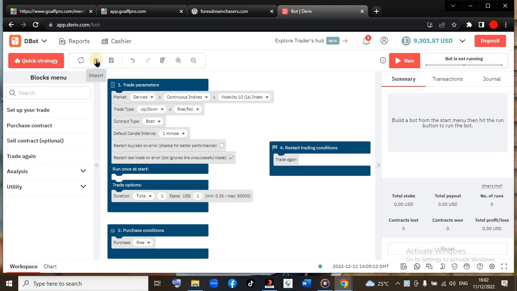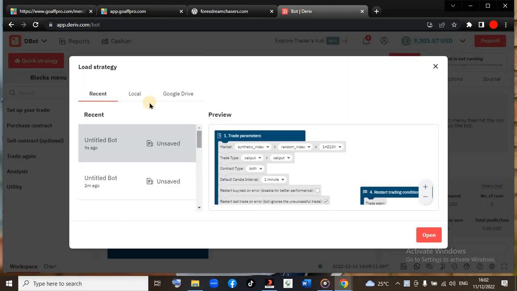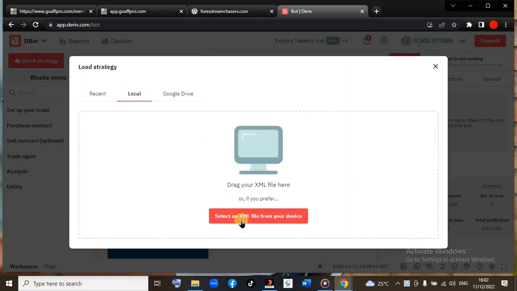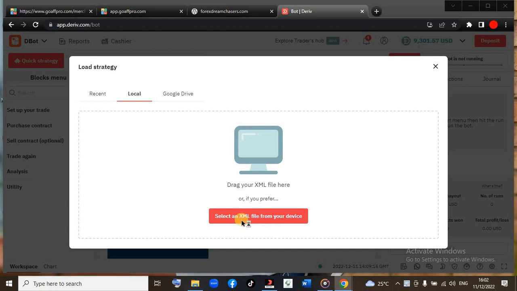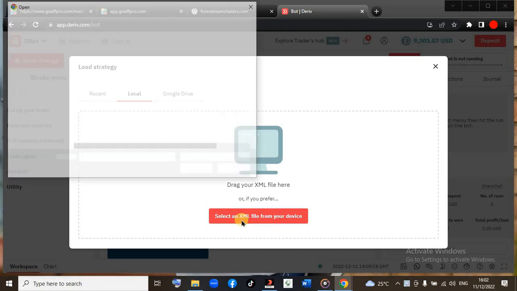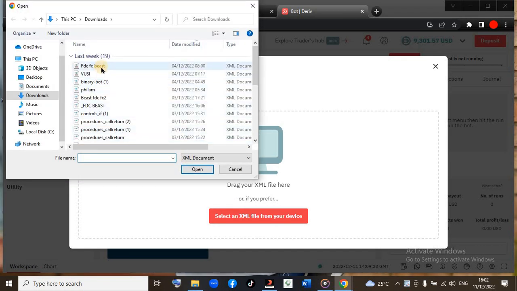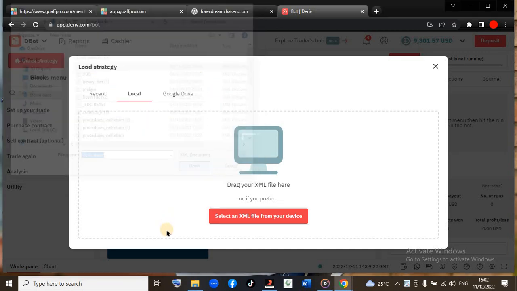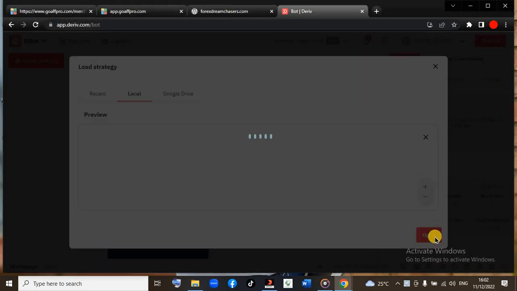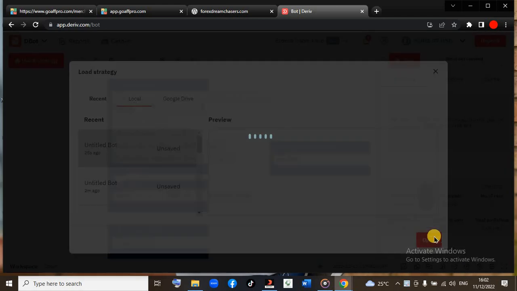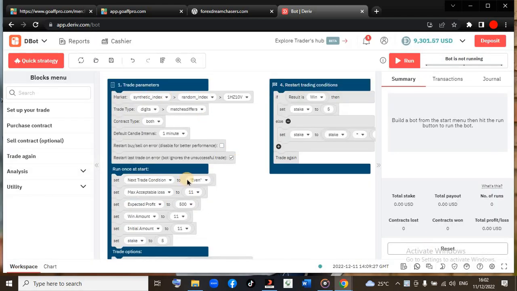You will go to import, and then you go to local. You select the XML file. You select the file like this and then you open. Now you are done. This is just a plug and play.